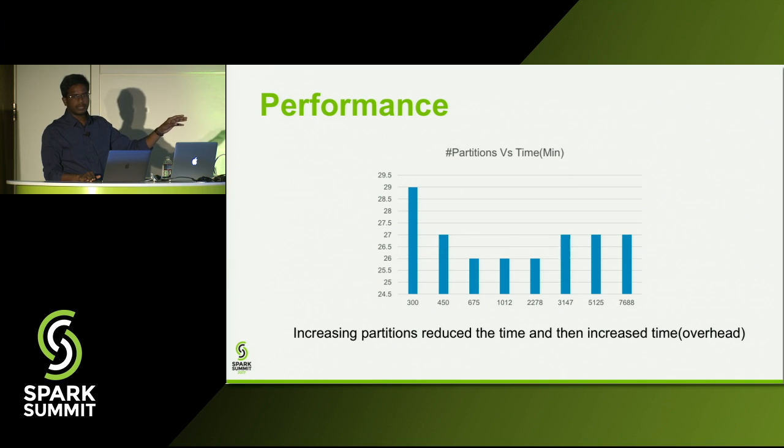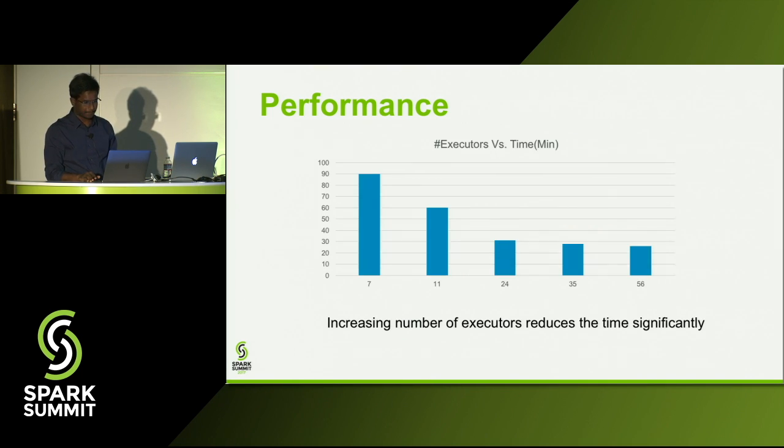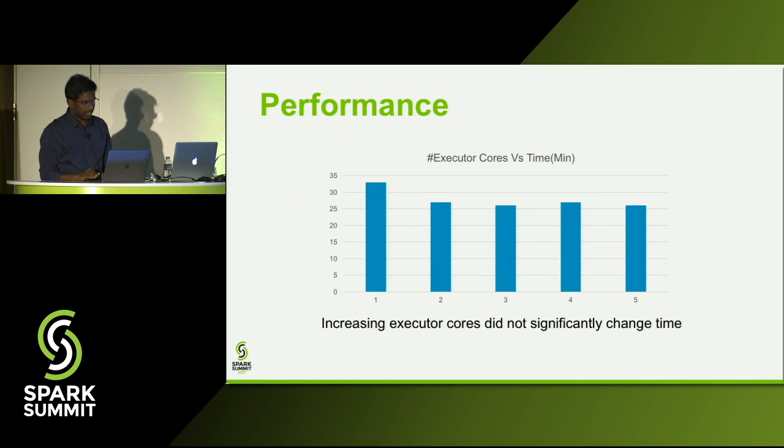All the performance numbers are specific to the cluster configuration which I talked about earlier, so that might differ if you run on a different configuration. And here, as I increase the number of executors, the time gradually decreases. So it indicates the library is scaling very well. And for the number of executor cores, we see that setting it to 3 gives very good performance.